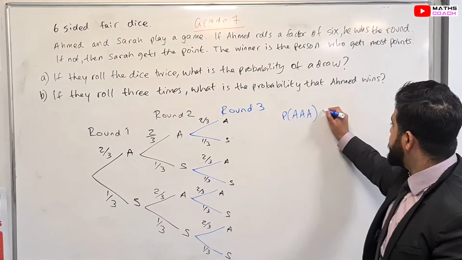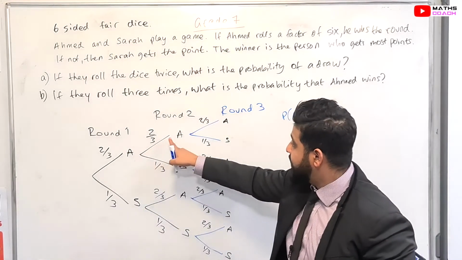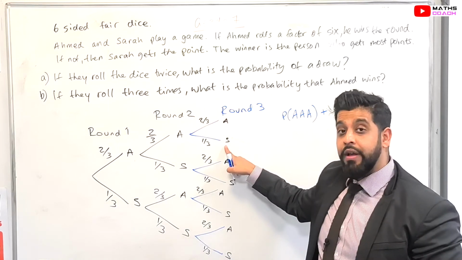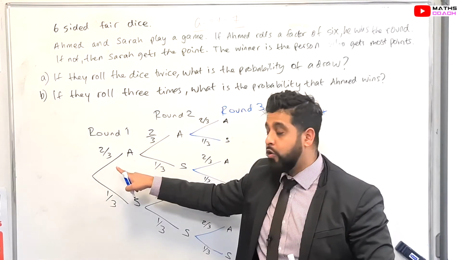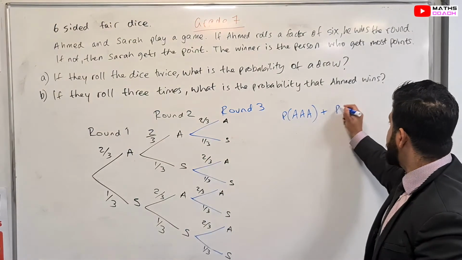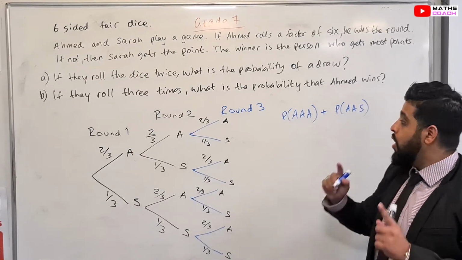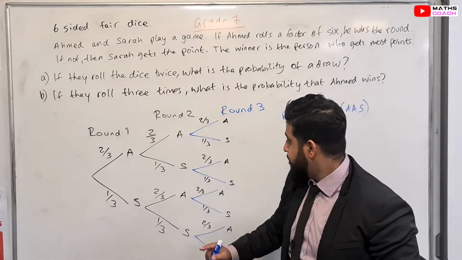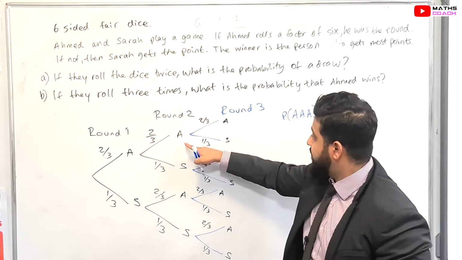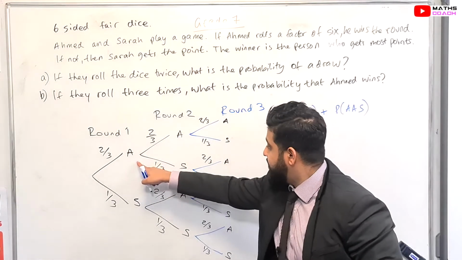Or, which means and, remember? We can have the probability of Ahmed winning the two rounds, but losing to Sarah in the third round. But it makes Ahmed a winner overall because he wins 2 out of the 3 rounds. So, probability of Ahmed, Ahmed, and Sarah. Let's have a look at more combinations. Here, on this first one, we've exhausted this branch.